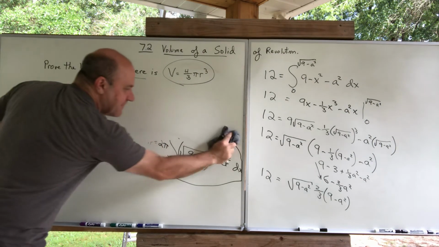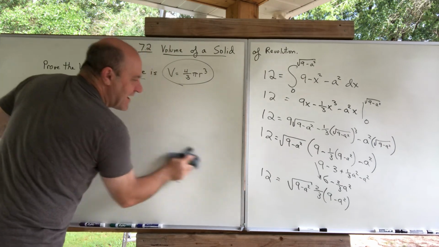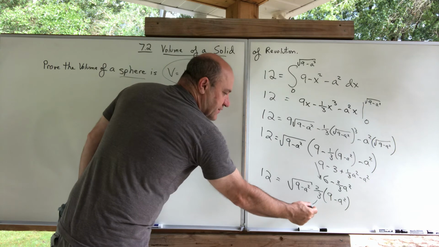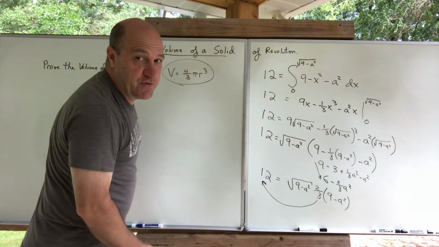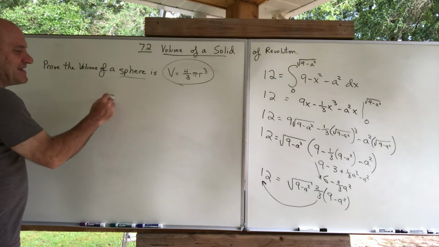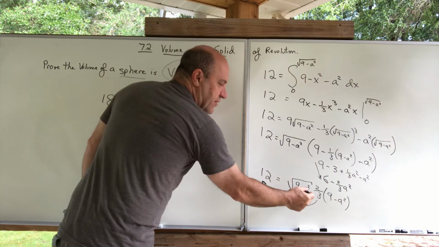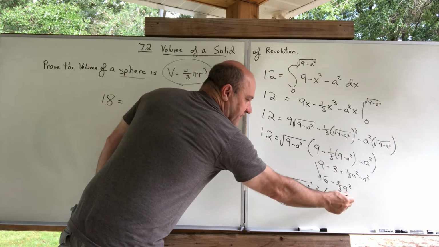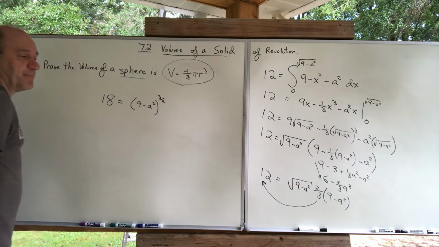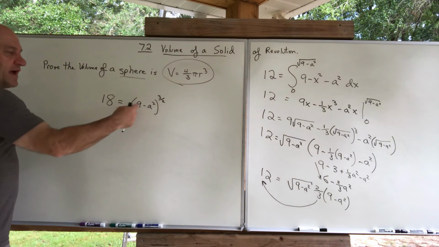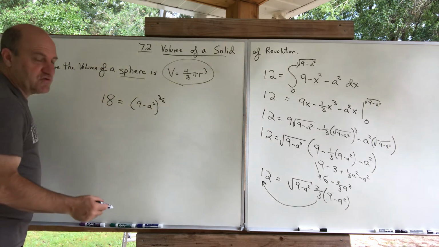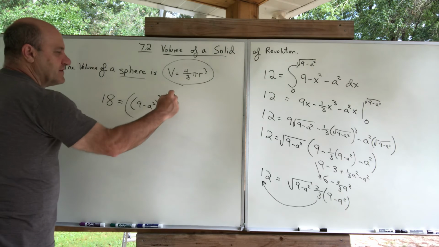I'm going to erase this stuff. I got to move back over here. Hey, can I take this 2/3, move it over here? In other words, divide by 2/3 or multiply by 3/2. Multiply by 3/2, that turns into 18. And then this is a square root of 9 minus a squared. This is a 9 minus a squared to the first. Together, that is a 9 minus a squared to the 3/2 power. I brought the 2/3 over. I joined that together. All right, well, in order to solve for a, you need to raise both sides to the 2/3.